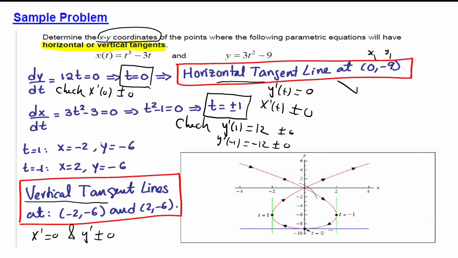Same thing for the vertical tangent. We replace at t equals 1 and t equals negative 1, and I have these 2 points. So if you look here at this curve, this point is basically 0, negative 9, where we have a horizontal tangent. And these 2 points, negative 2, negative 6 and 2, negative 6, are where we have a vertical tangent. So the final answer should be as an ordered pair, a point in the xy coordinates.